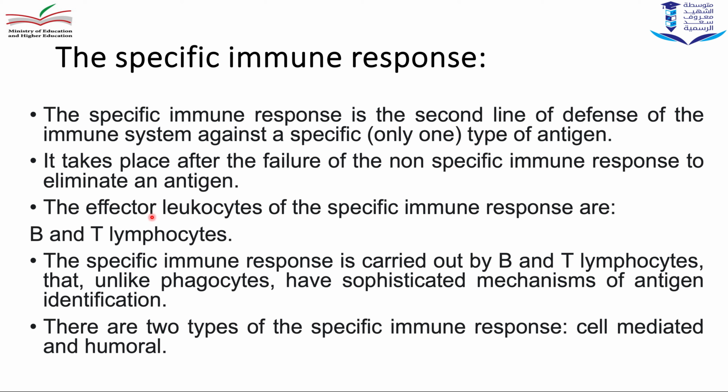The effector leukocytes of the specific immune response are B or T lymphocytes, or sometimes B and T lymphocytes. Here, the macrophages are not the effector cells. The effector cells are B or T lymphocytes, meaning the cells that are going to make the specific immune response are B and T lymphocytes. So as I said, it's carried by B or T lymphocytes.